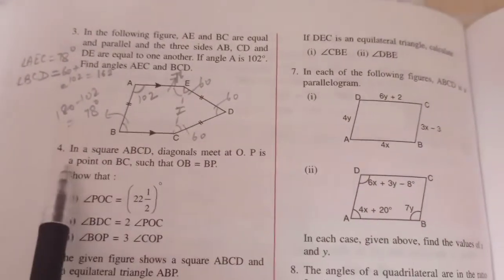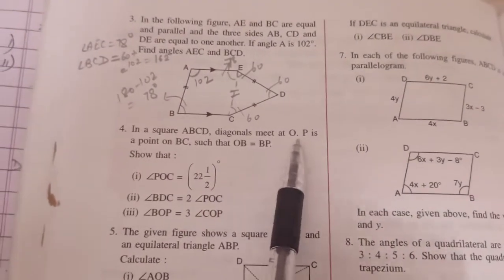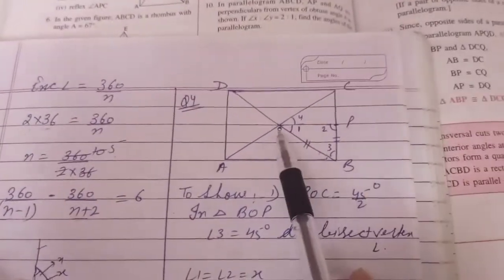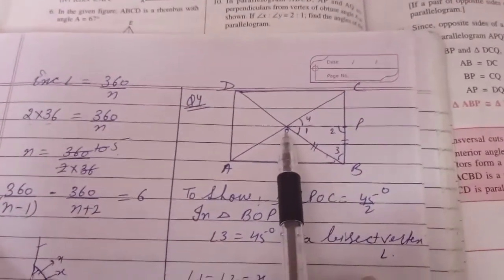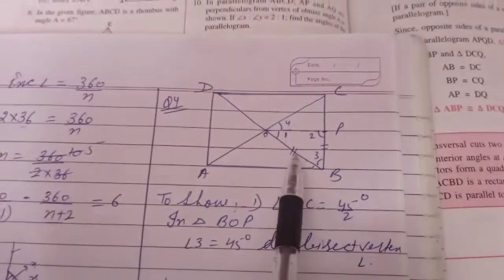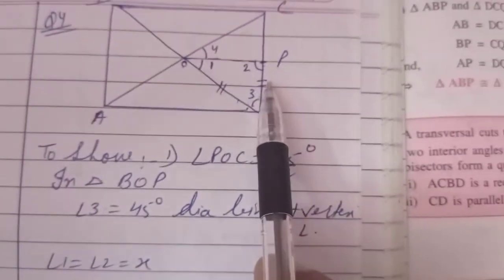Clear? Question number 4. In a square ABCD, diagonals meet at point O. So I have drawn a square here. Look here, ABCD is a square in which diagonals are meeting at point O. P is a point on BC, clear? So that OB is equal to BP. So these two sides are equal.